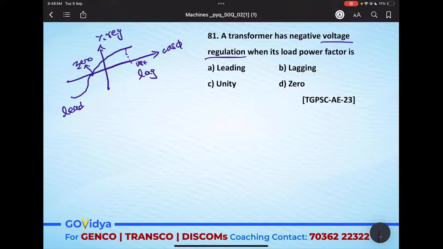From this voltage regulation curve, we can understand that the percentage regulation of a transformer will be 0 and negative only for leading power factor. So our option will be A. Transformer has negative voltage regulation for leading power factor. If you remember this curve, we can solve the question easily. Let's move on to the next question.